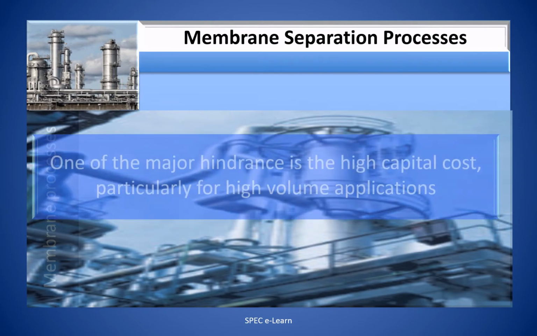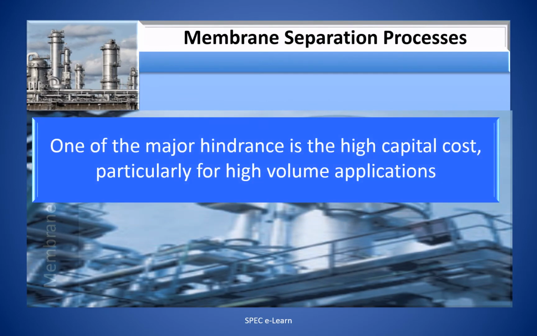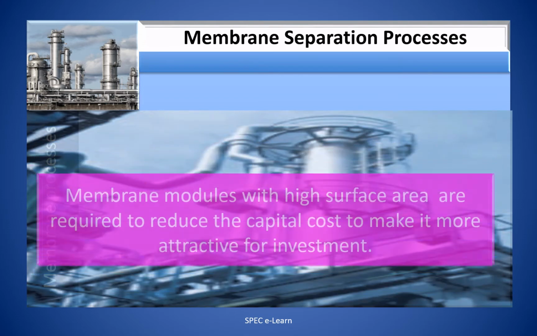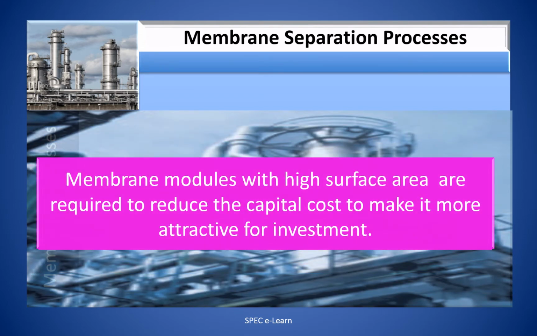One of the major hindrances is the high capital cost, particularly for high volume applications. The cost of membrane rises linearly with size, whereas the cost for major process equipment decreases with size. Membrane modules with high surface area are required to reduce the capital cost to make it more attractive for investment.